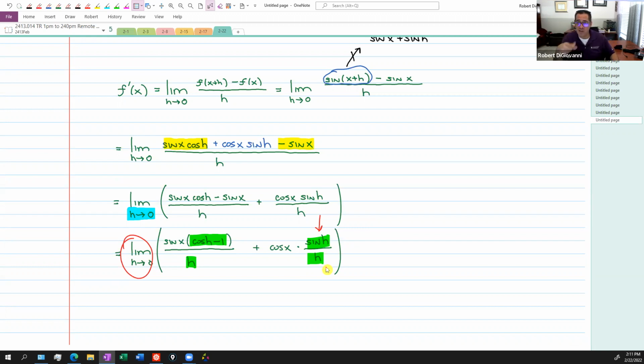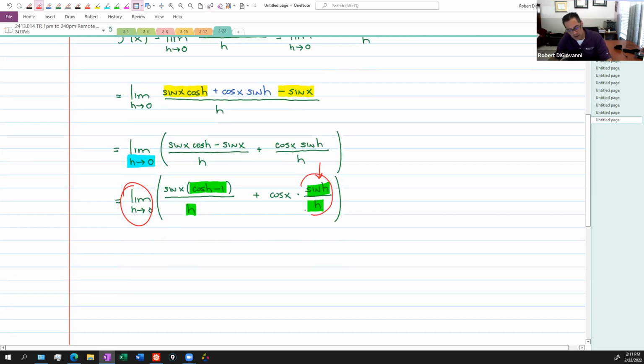Remember, that was sine junk over junk. Remember that thing we learned? That's sine junk over junk. So we know that this piece right here goes to 1, and in front of it is cosine x. This was one of those very important limits I told you you need to know.